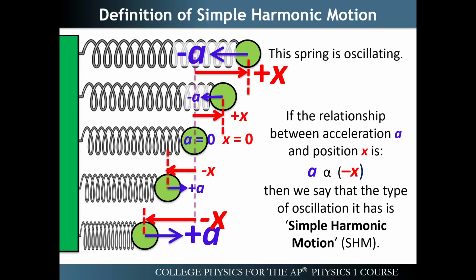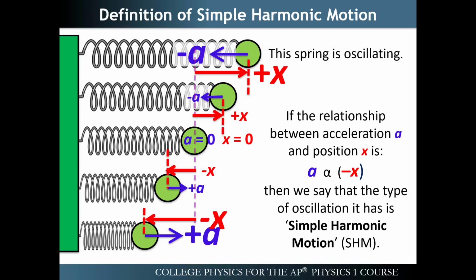So I think it's probably good if you understand what we mean mathematically when we say simple harmonic motion, or SHM. If the relationship between acceleration a and its displacement x is proportional, in other words, the acceleration is proportional to the displacement but in opposite directions, that is when we call its oscillation simple harmonic motion. So let's take that definition, and see if we can derive some relationships.